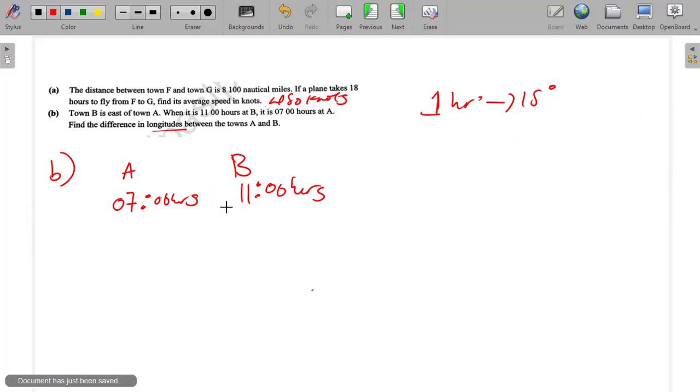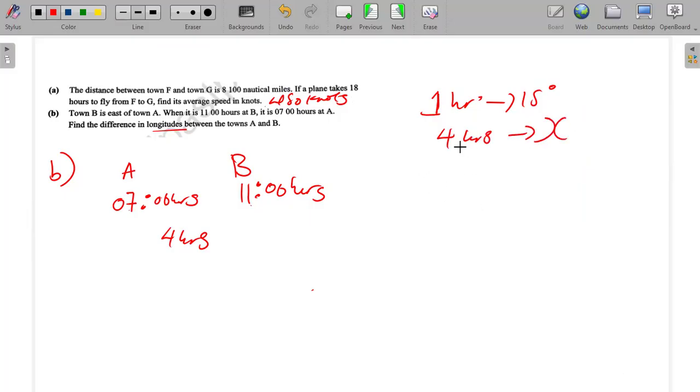Okay, so here we're having 11 hours, we're having 7 hours. So what is the time difference there? What is 11 minus 7? That's 4 hours, isn't it? So it means that 4 hours. So if 1 hour is giving you 15 degrees, what of 4 hours? Okay, 4 hours is going to give you x, isn't it?